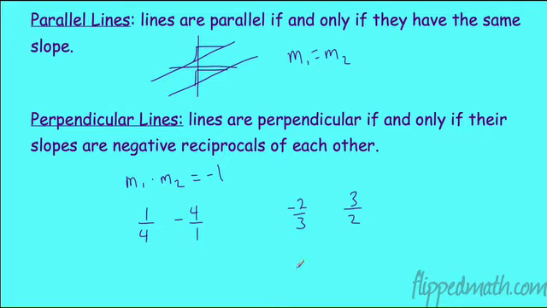If you see this situation where 4/5 is one slope and 5/4 is the other slope, that's absolutely nothing. They're not perpendicular, they're not parallel, they're going to cross, but nothing fancy.